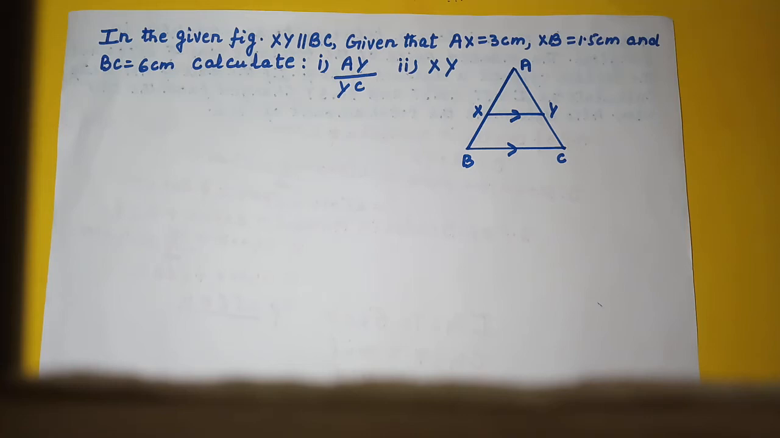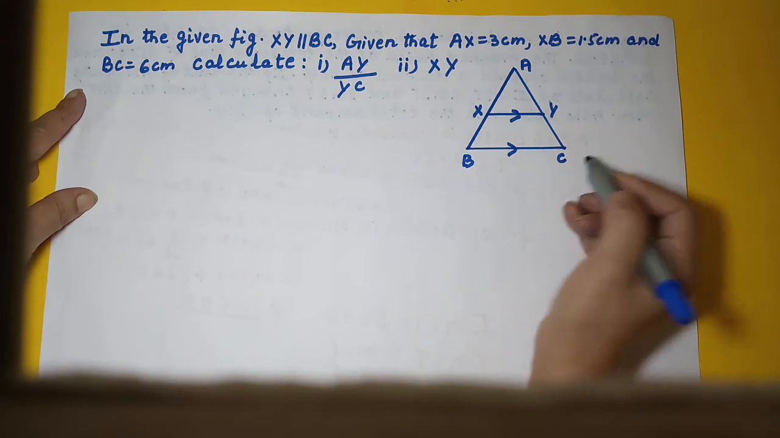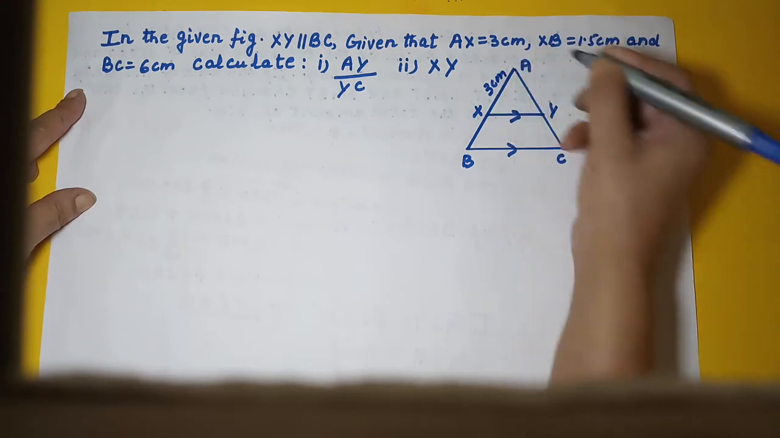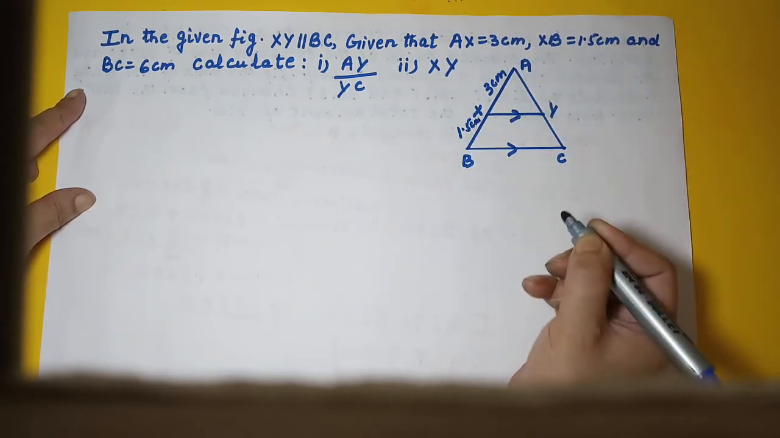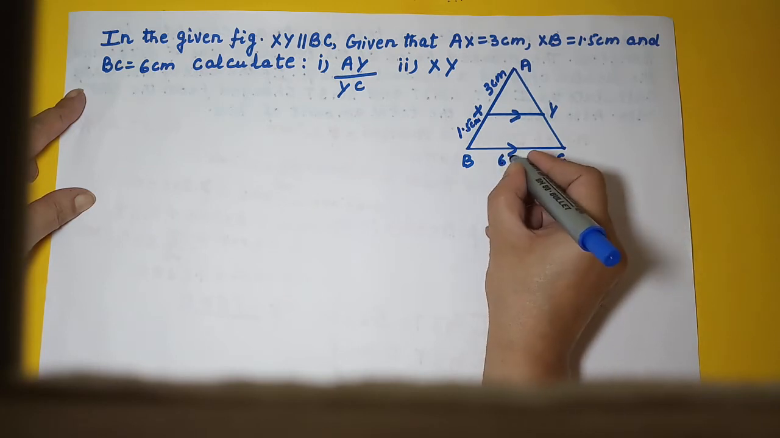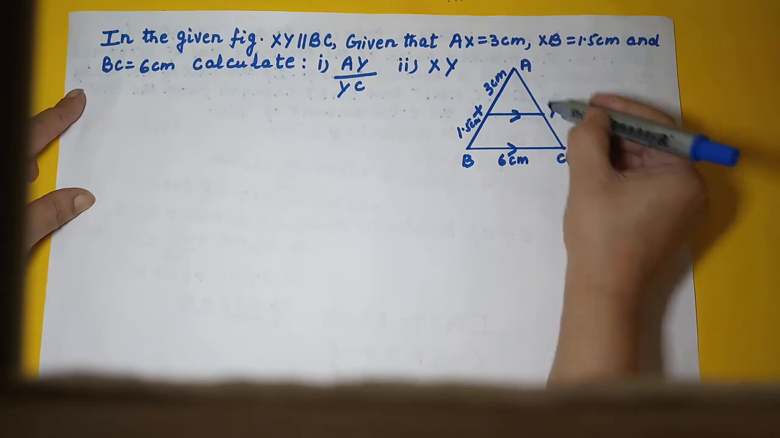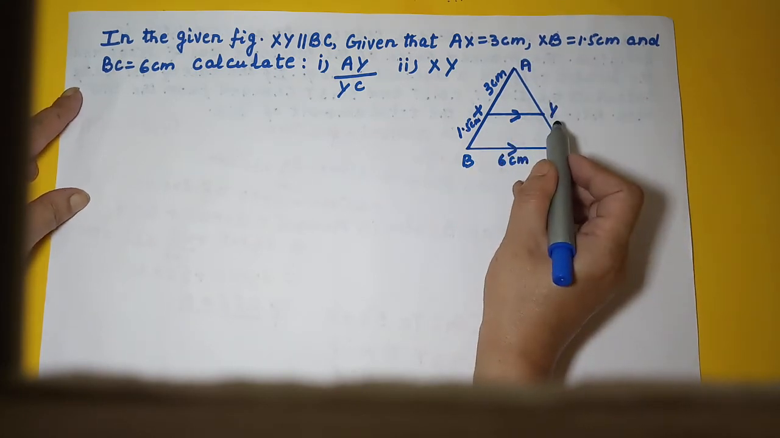In this video, we are going to solve the questions based on similar triangles. Now here the question is, in the given figure, XY is parallel to BC, and AX is given 3 centimeters, XB is given 1.5 centimeters and BC is given 6 centimeters. Fine. He wants us to calculate AY upon YC and then XY, right?